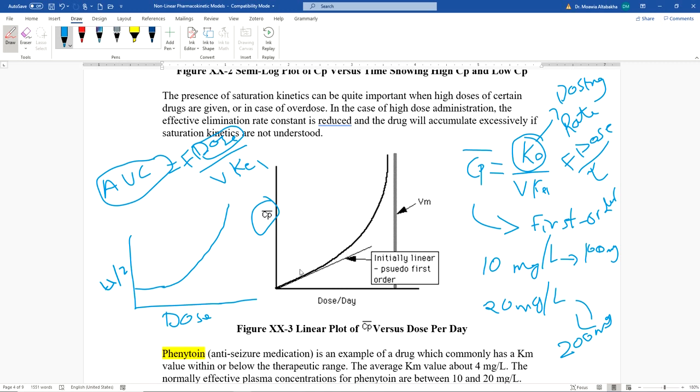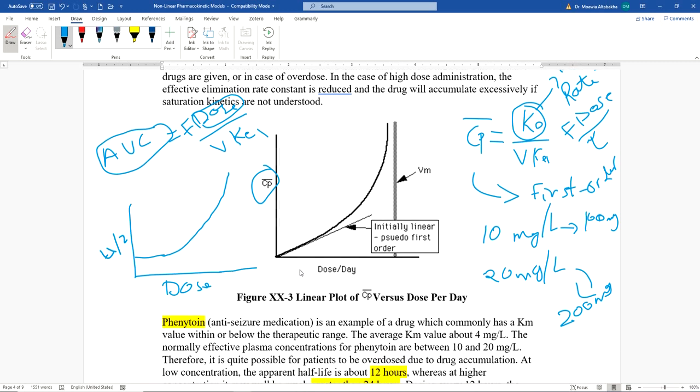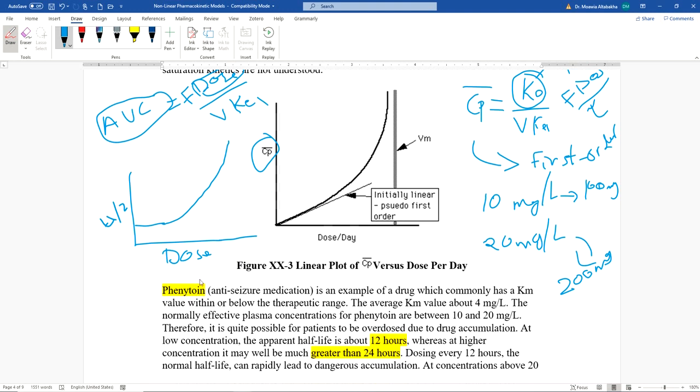Okay? And this can cause toxicity. The most famous example of such drugs is phenytoin. So the most famous and common example you see in the textbooks is phenytoin. What is the problem with phenytoin? The problem with phenytoin is that it has a narrow therapeutic window.